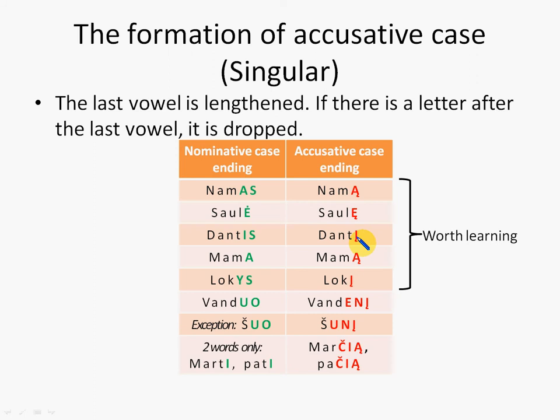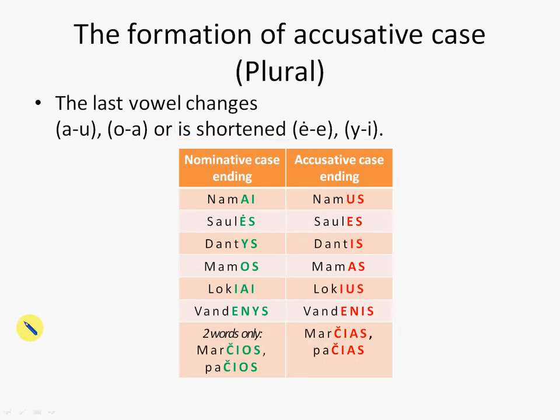So I'll read the examples. Namas, namą. Saulė, saulę. Dantis, dantį. Mama, mamą. Lokys, lokį. Vanduo, vandenį. Šuo, šunį. Martì, pačią. Marčia, marčią. You see, exception with the word dog, šuo. This is house, sun, tooth, mom, bear, water, dog, and wife, and mother-in-law, something like that.